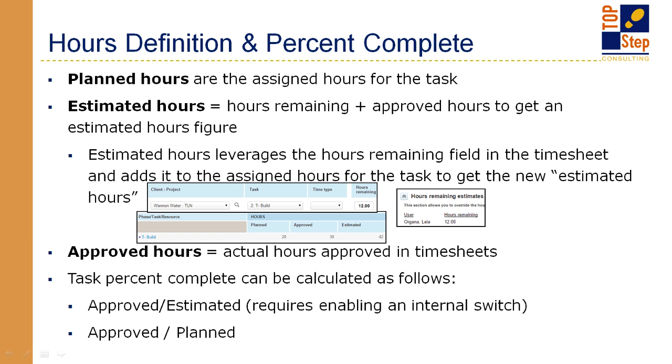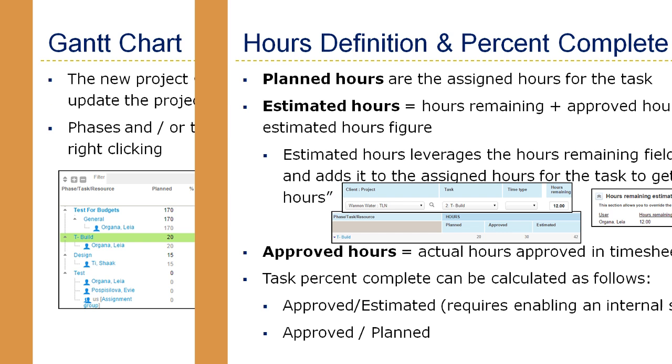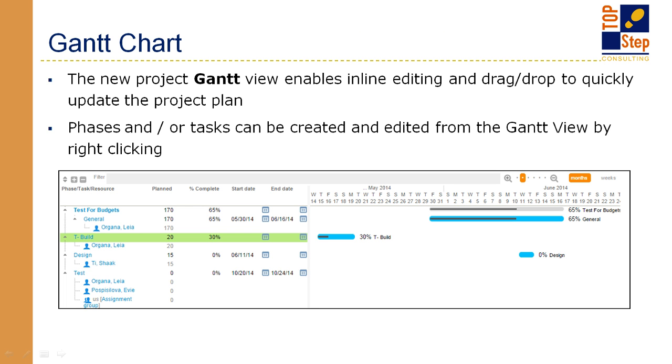So next, we talk about the new project Gantt chart. So this Gantt view is neat. It allows you to do some drag and drop to update the project plan. It also, in the outline view, allows inline editing. Now, there's only specific fields such as start date, your task name, things like that, that can be edited.